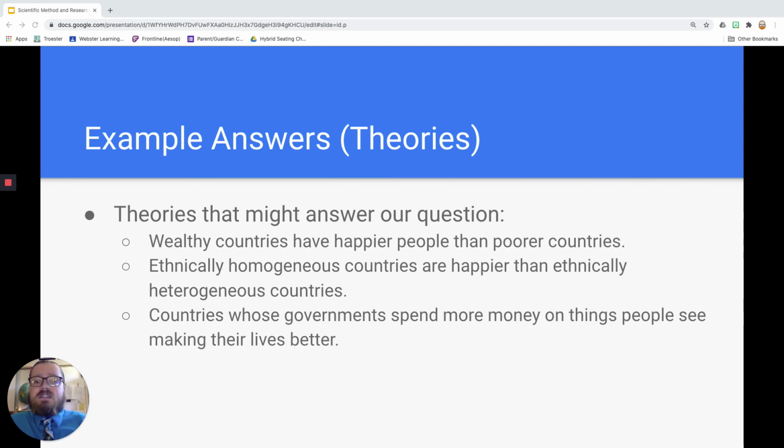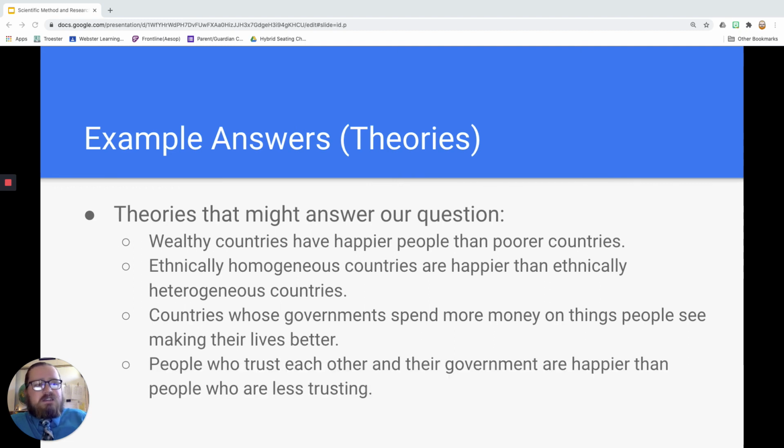Our next theory to answer our question is this: countries whose governments spend more money on things people see, making their lives better or happier. Things like roads. Things like maybe more thorough policing. Or cleaner parks. Those things, people see them, they make their lives better, and those people are happier because of their government's actions. And finally, in our look at theories, people who trust each other and their government are happier than people who are less trusting.